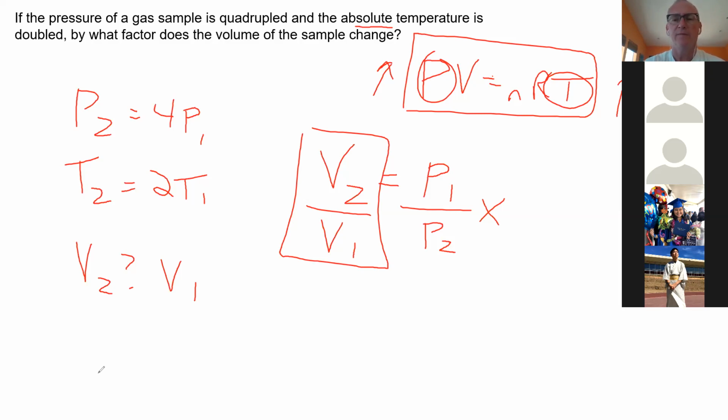Yeah, directly related. So the relationship between V2 and V1 will be the same as the relationship between T2 and T1 because they're directly related. So if T2 is twice as much as T1, V2 is going to be also twice as much as V1. So basically, we're done. We have all the information we need to figure this out. Basically, V2 divided by V1 is equal to 4, right?